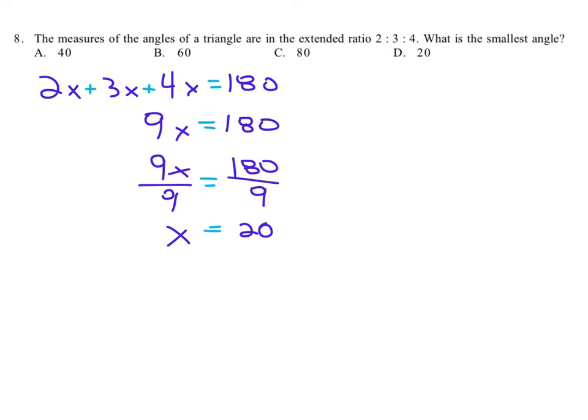But what are they asking for? They're asking for the smallest one, so it should be 2x, right? We're going to say, okay, then 2x is equal to 2 times the value of x, which is 20, or 2 times 20 is 40, and it's an angle, so it's 40 degrees, and that is our answer. 40 degrees, or A.